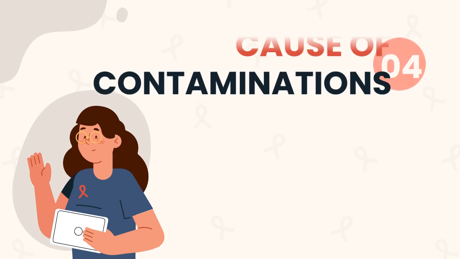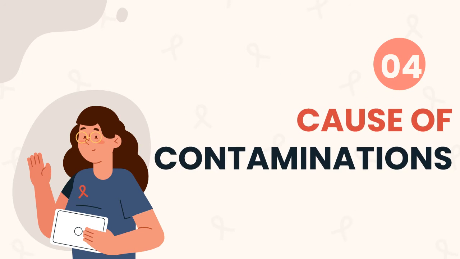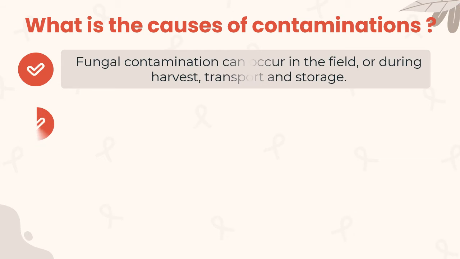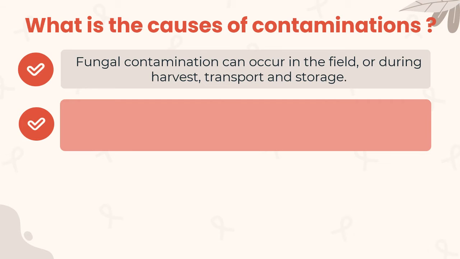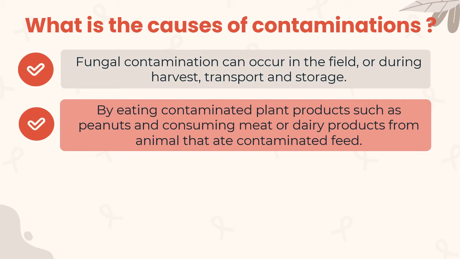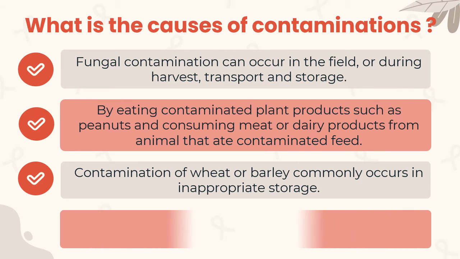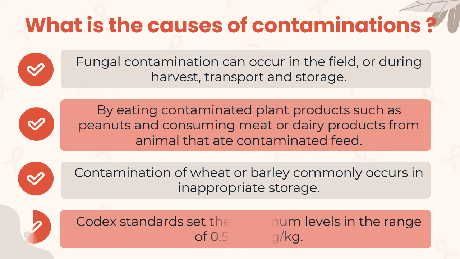So, what is the cause of contamination? Fungal contamination can occur in the field or during harvest, transport, and storage. Contamination occurs by eating contaminated plant products such as peanuts and consuming meat or dairy products from animals that eat contaminated feed. Aflatoxin contamination of wheat or barley is commonly the result of inappropriate storage. As a result, Codex standards set the maximum level of aflatoxin in various nuts, grains, dry figs, and milk in the range of 0.5 to 50 micrograms per kilogram.